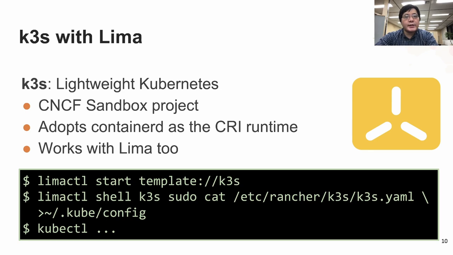The next topic is k3s. K3s is a lightweight Kubernetes distribution hosted at CNCF as a sandbox project. K3s adopts containerd as the CRI runtime. And of course, k3s works with Lima, with these commands shown on the slide. So limactl start template://k3s to create a Lima instance for k3s, and limactl shell k3s cat /etc/rancher/k3s/k3s.yaml to create kubeconfig, and you can just use kubectl to connect to the k3s cluster running inside Lima.